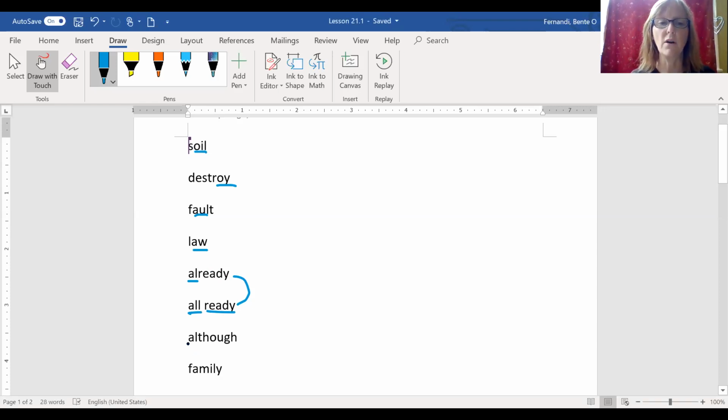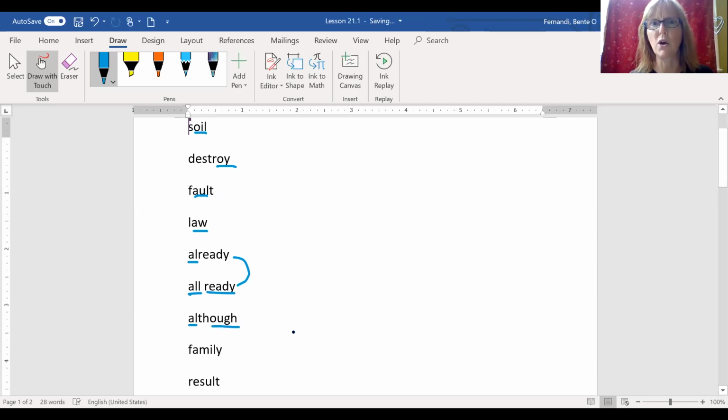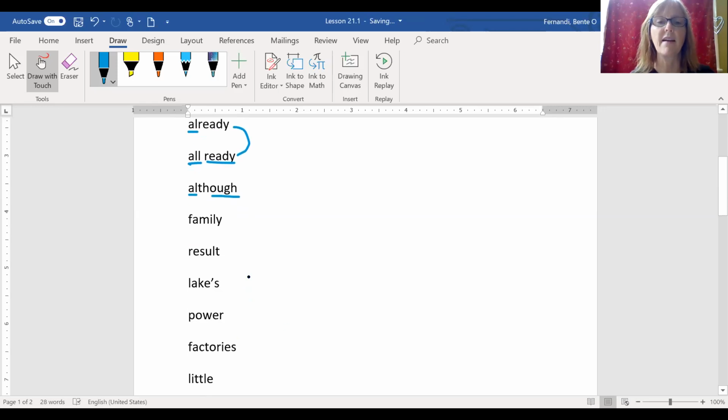Okay, here we have the word although, A-L, and though, remembering that that's that strange spelling of T-H-O-U-G-H. Family, we have the long E sound spelled with a Y at the end of the word. Result, ul, that's more like ul instead of all.